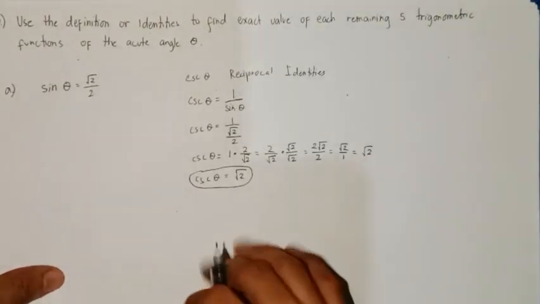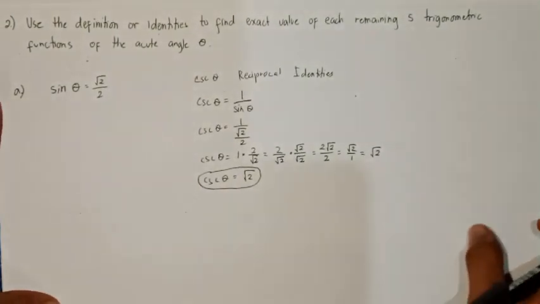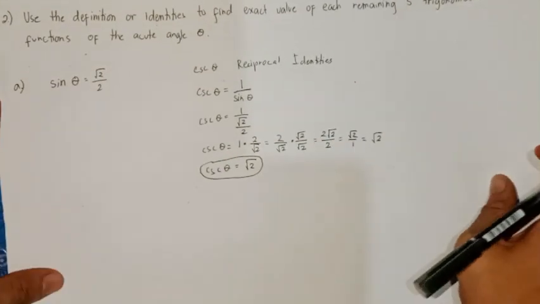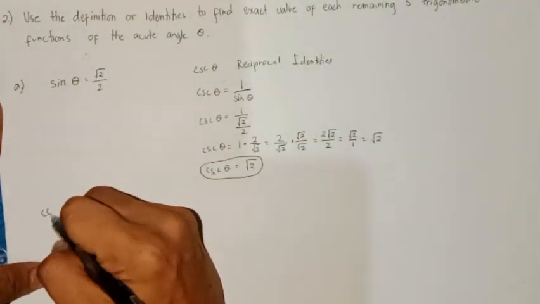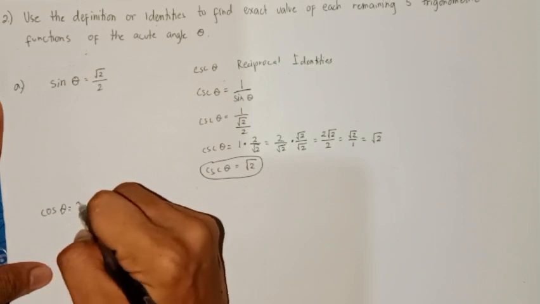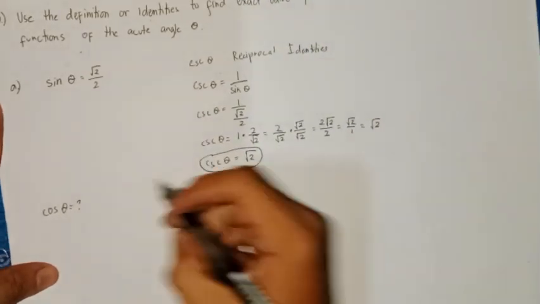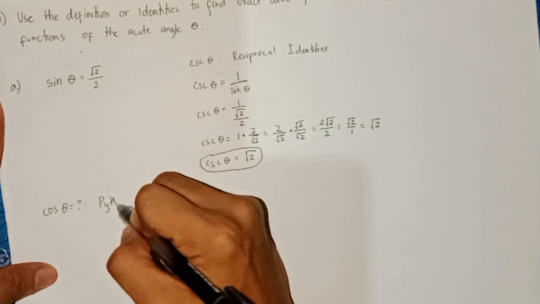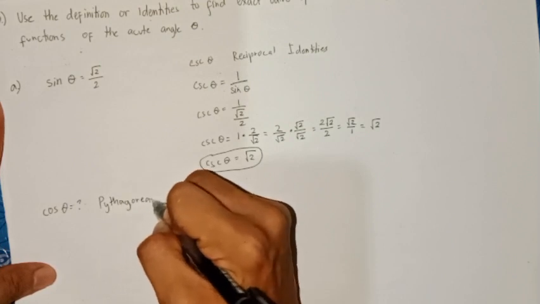Next, we will find the value of cosine theta by using Pythagorean identities.